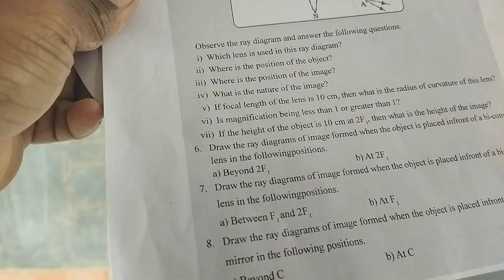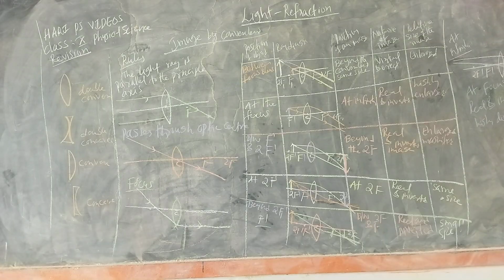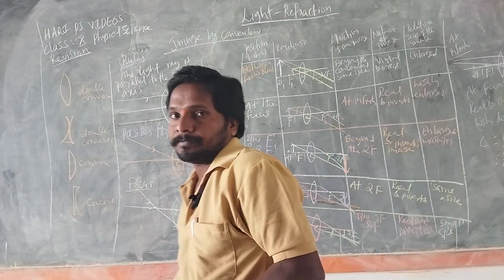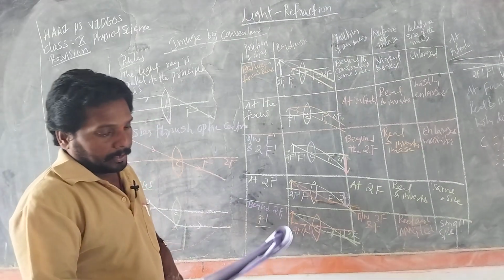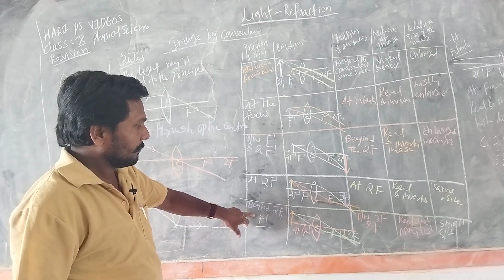If the focal length of the lens is 10 cm, then what is the radius of curvature of this lens? We know the relation: radius of curvature r is equal to 2f. So r is equal to 2 into 10, which is 20 centimeter. Is the magnification less than 1 or greater than 1? The object is placed behind 2f1.